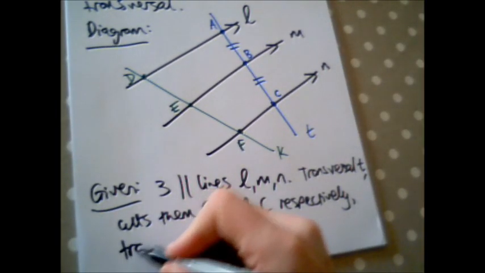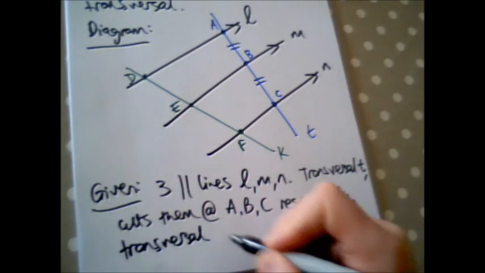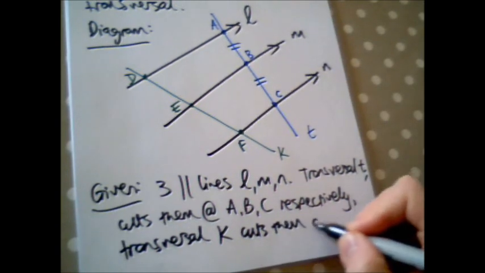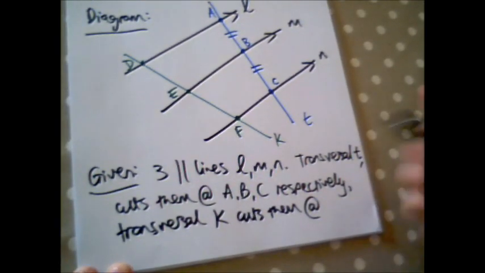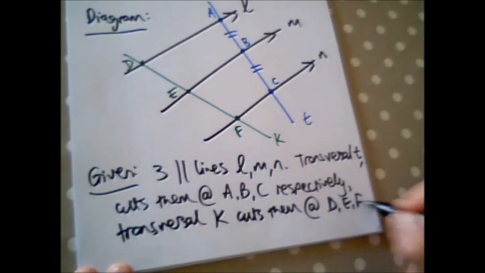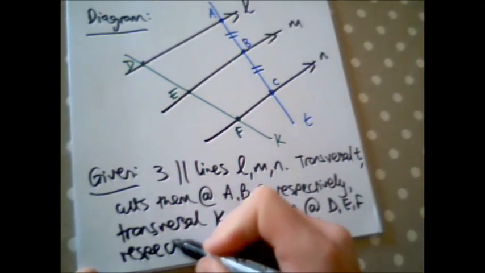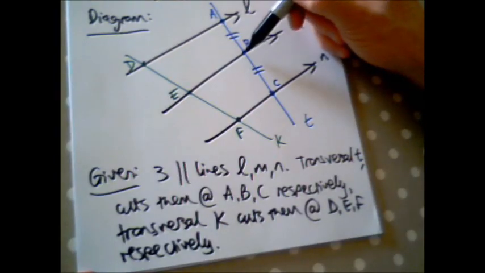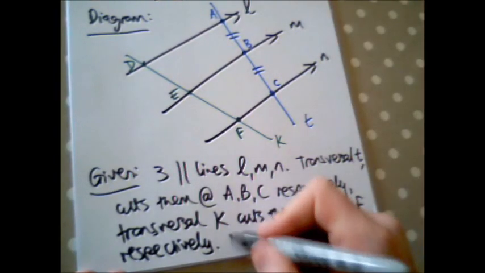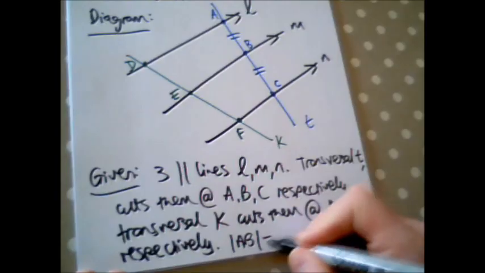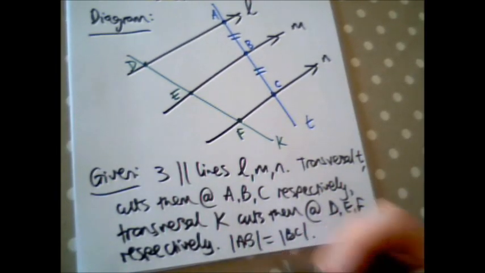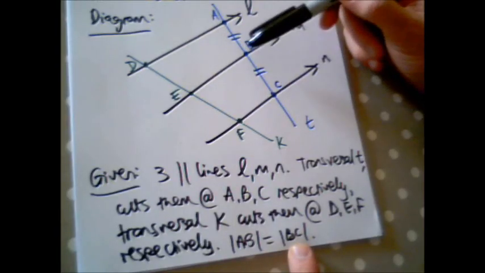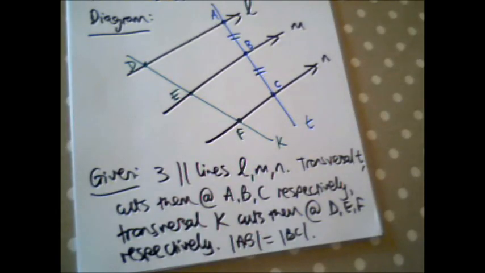And we have another transversal, K, which cuts them at D, E and F respectively. And the last thing that we're told is that this is the same as this, so AB equals BC. So we have straight lines to mean the length, or the distance, from A to B is equal to the length from B to C, so the distance there. Right, so that's what we're given.